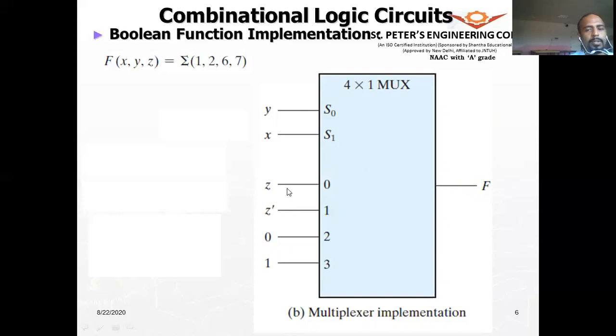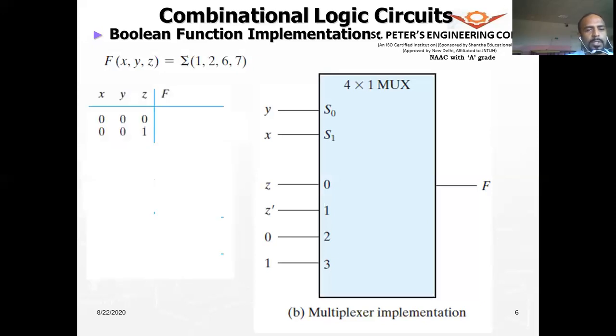Now, how did we arrive at this circuit? We will just come to that point. Next, the I2 input, I'm going to keep always 0, and the I3 input, I'm going to keep always as 1. So from this combination, I'm going to get an output F, which will be high for the minterms M1, M2, M6, and M7. Now, how that is done is what we are going to see from this truth table.